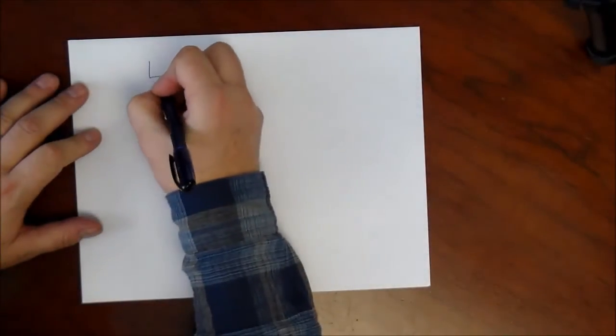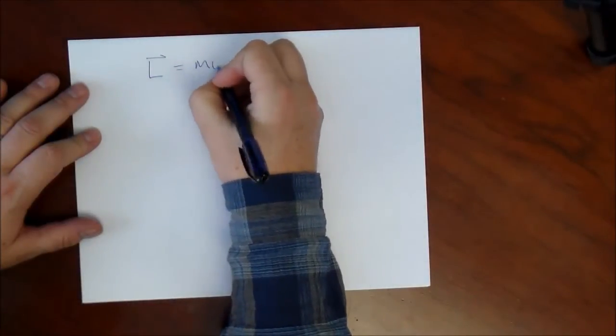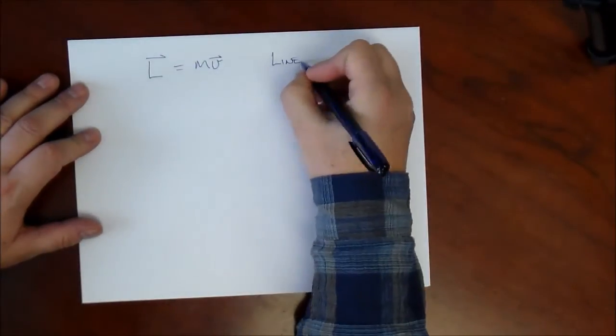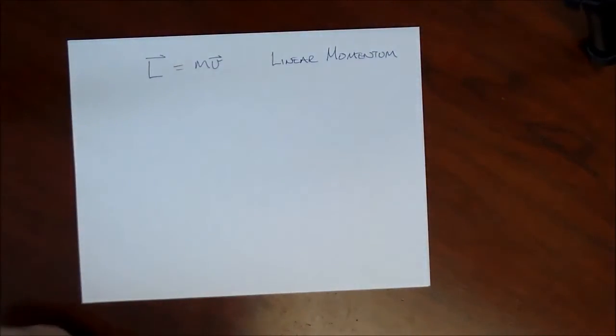We also like to define the linear momentum, L, which is equal to the mass times the velocity. Linear momentum, sometimes we just call it momentum. Later we'll introduce the concept of angular momentum. And when we talk about angular momentum, we almost always say angular momentum in total. If we just say momentum, usually we're talking about the linear momentum. And linear momentum is the mass times velocity.